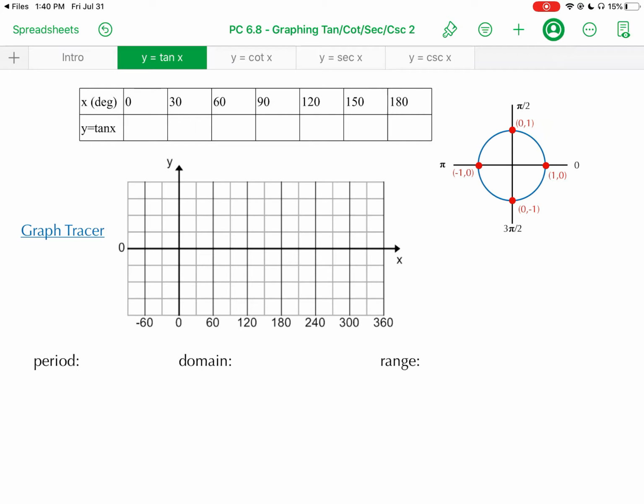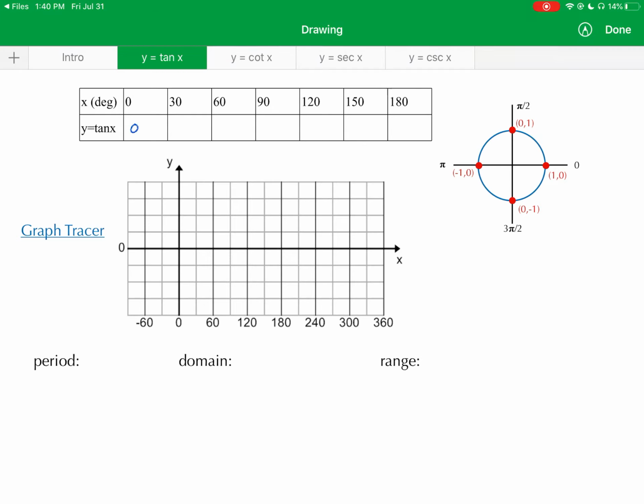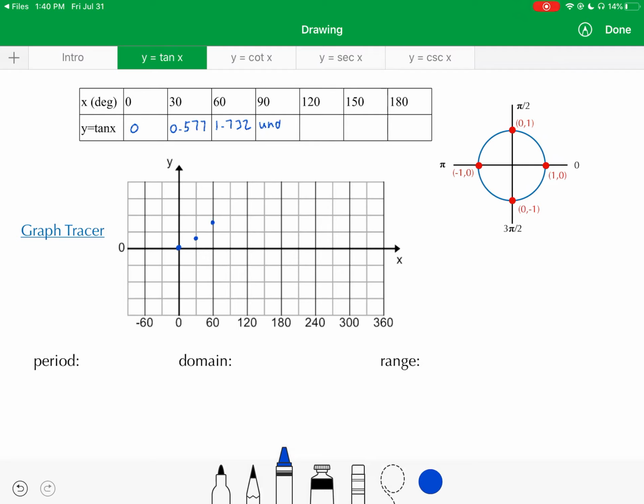We're going to plug some values in for x in degree form. So tangent of 0 degrees is 0, pass through the origin. Tangent of 30 degrees is approximately 0.577. You can check that on your calculator. Tangent of 60 degrees is approximately 1.732. And then tangent of 90 degrees is going to be undefined.